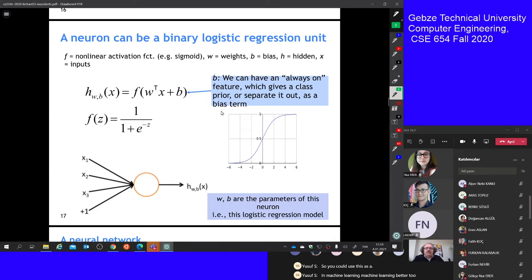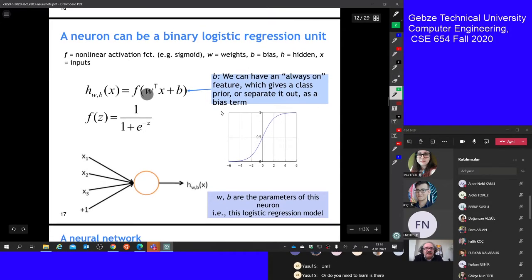So you could use this as a machine learning method too. I mean, all you need to learn is these W's, and let's say I like to, given a sentence, I like to find out if it is positive or negative.